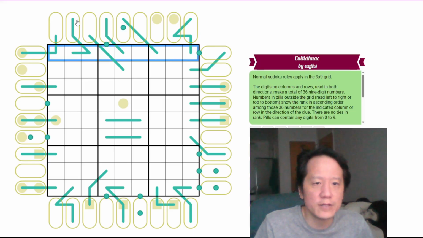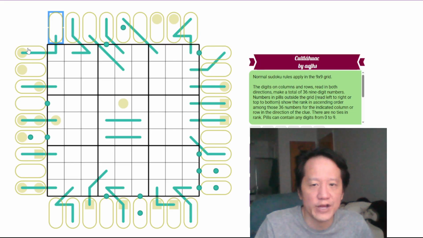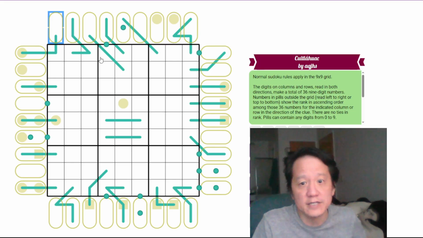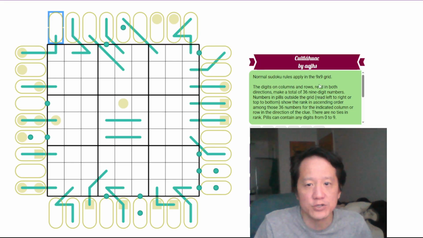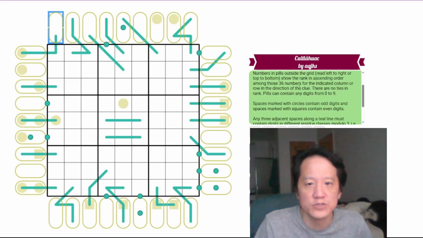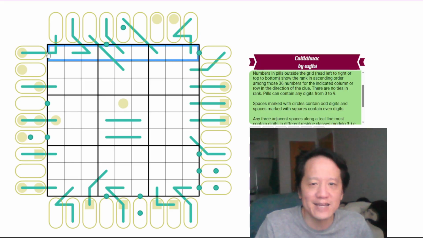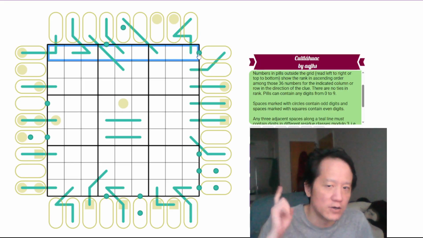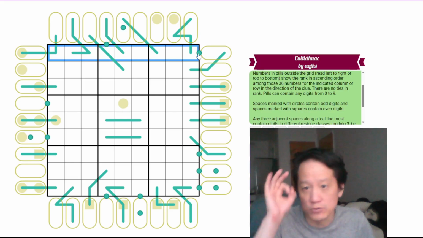The numbers in the pills outside the grid, read left to right or top to bottom, show the rank in ascending order among those 36 numbers for the indicated columns or rows, in the direction of the clue. There are no ties in rank, and pills can contain any digit from 0 to 9.